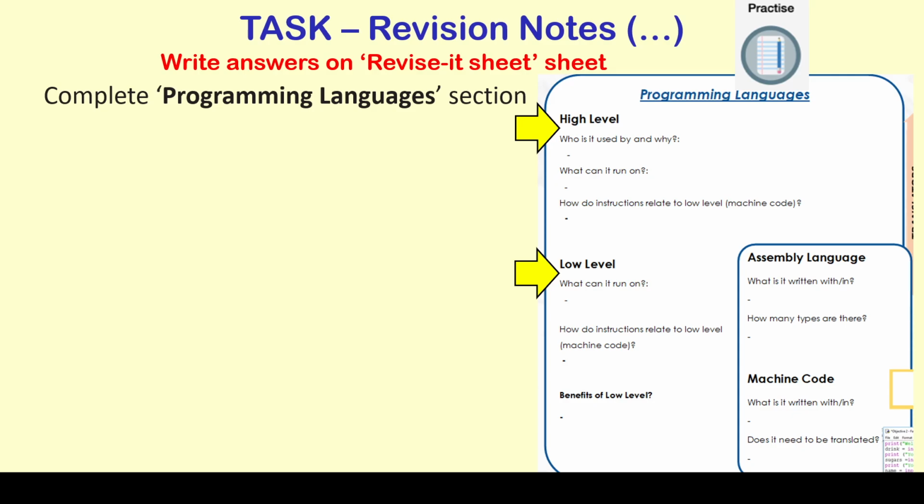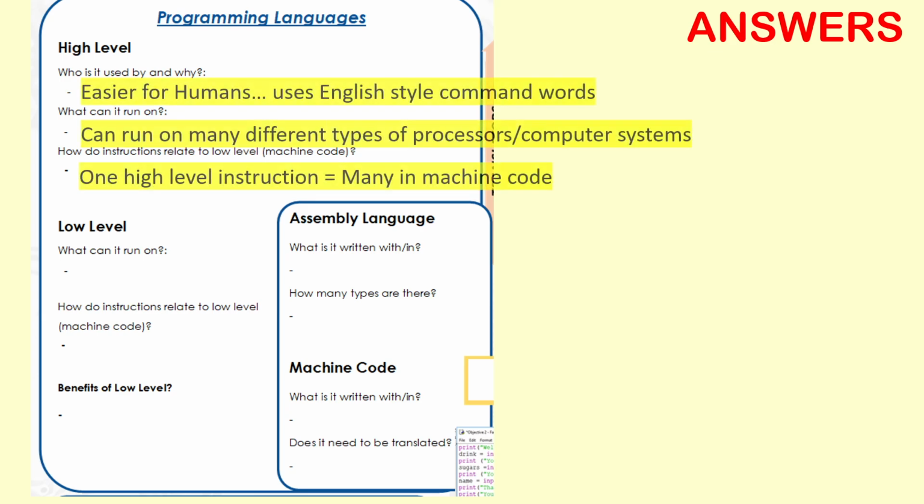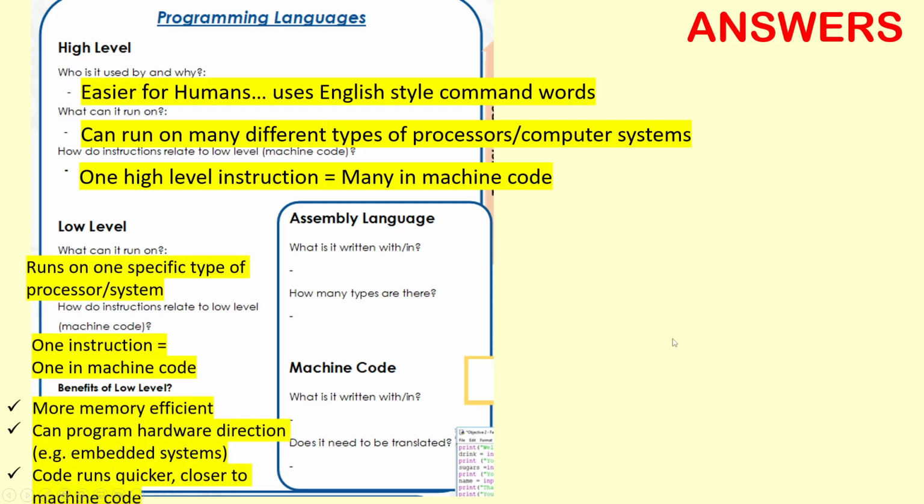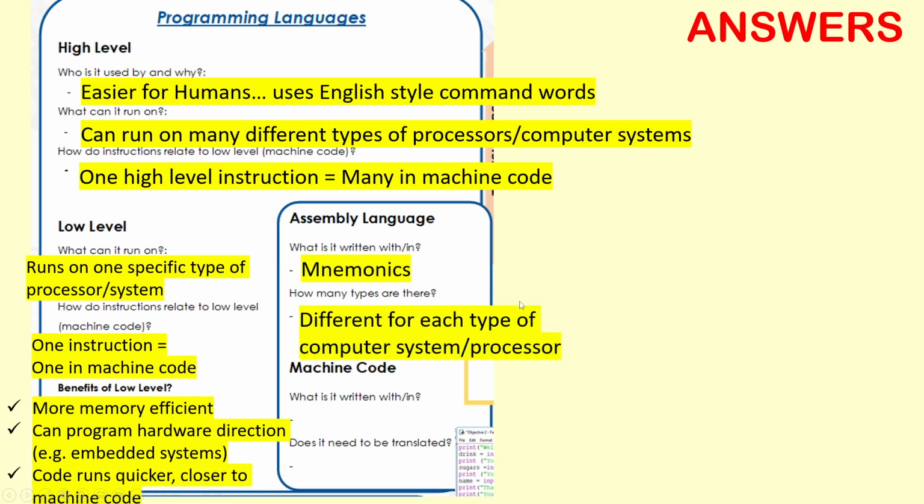Okay, checking your answers. Let's go through the answers quickly. High level, who is it used for and why? It's easier for humans because it uses English style command words. It can run on many different types of computers or processors, and one instruction in high means many in machine code. Low level, it can only run on one specific type of processor. One instruction equals one in machine code, but it's more memory efficient and it can be used to program hardware directly.